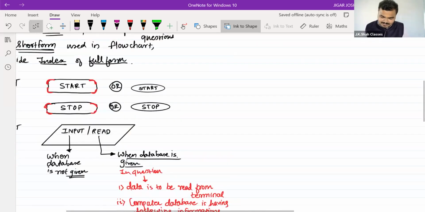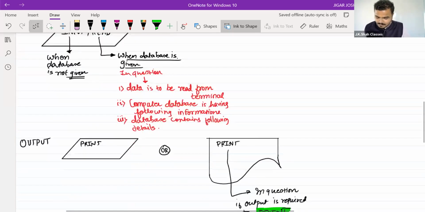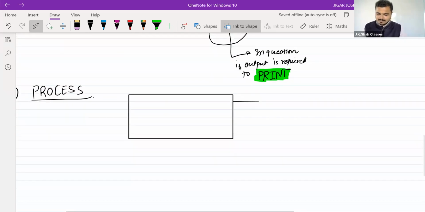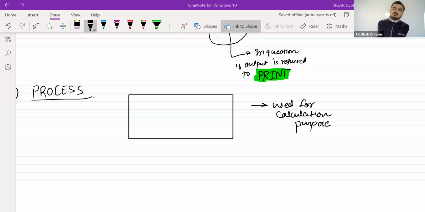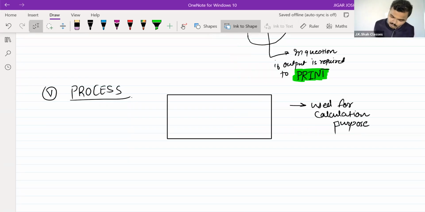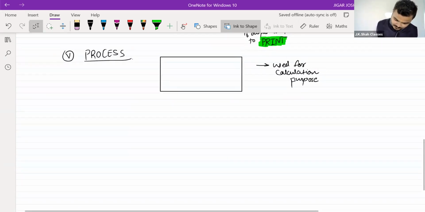Just like here I had mentioned start and stop, input, read, print, like this in the process box you do not require to mention anything. It is used only for calculation purpose. Understood, my dear child? Agree? Yes. Now, stop. Do not write it down right now, please.